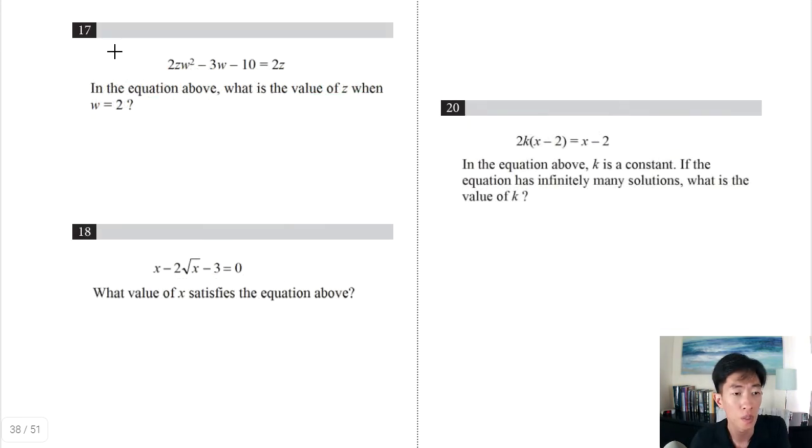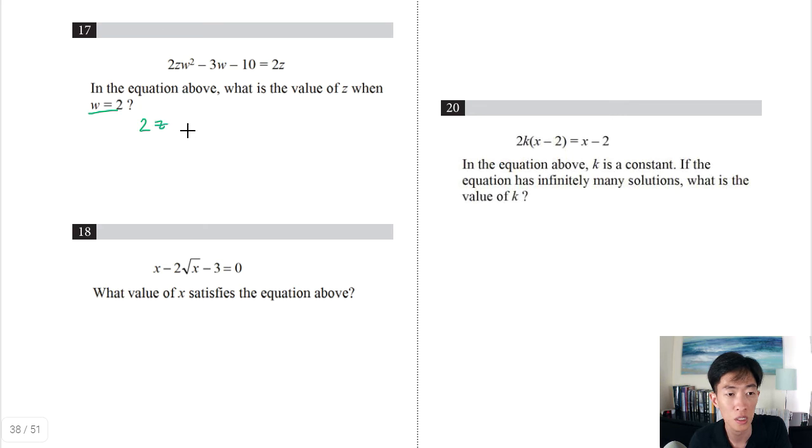Question 17. In the equation above, what is the value of z when w equals 2? So this is simple substitution because there's only 2 variables in here and they're giving us one of them. The confusing thing about this is z and 2 are similar. So honestly, I think they wrote this question because they're banking on the fact that you're going to make a mistake when you're writing this out. So let's be very careful.